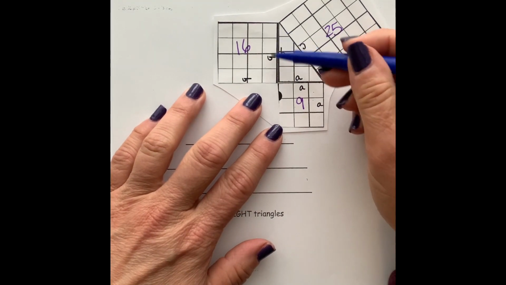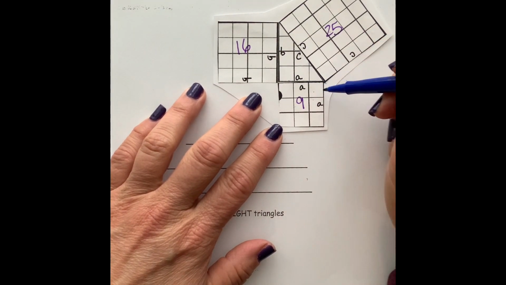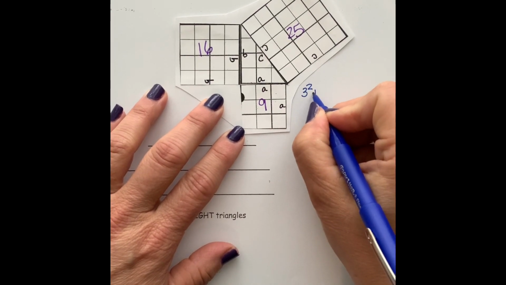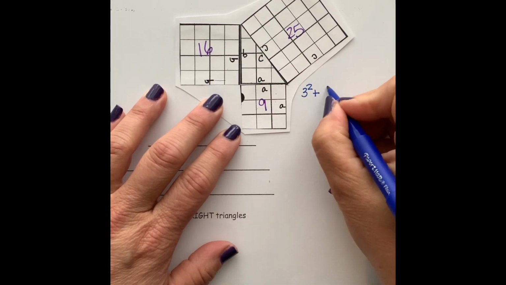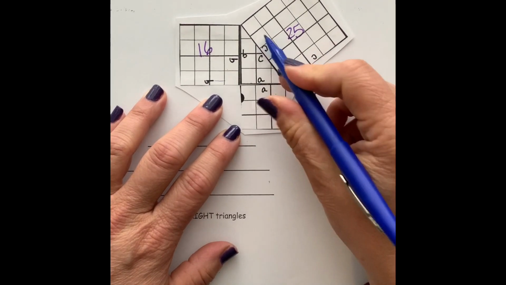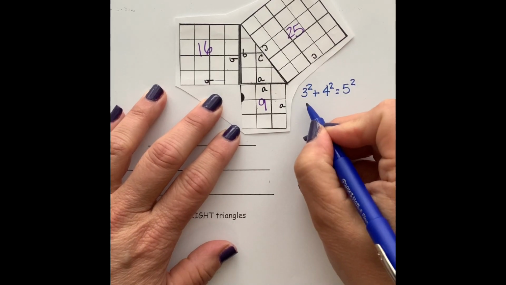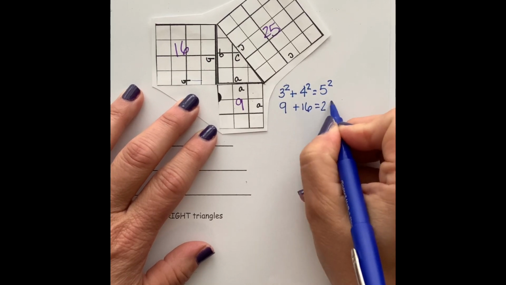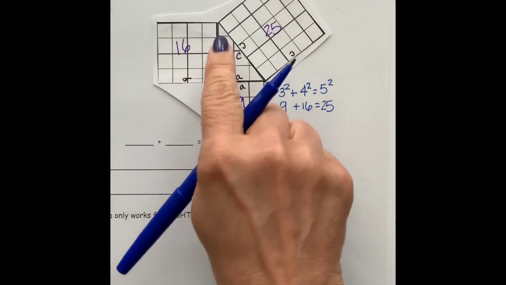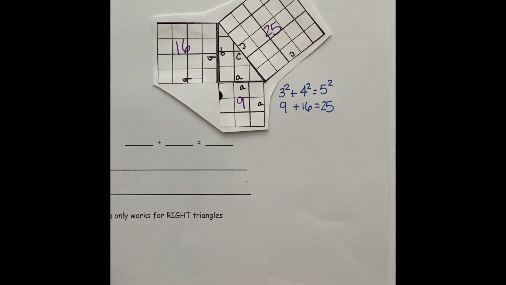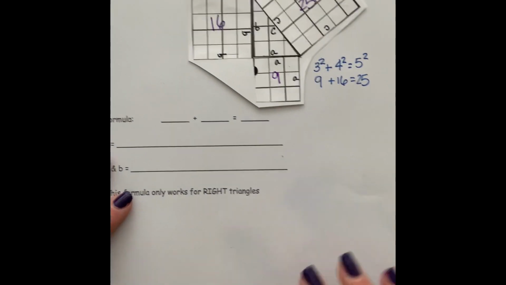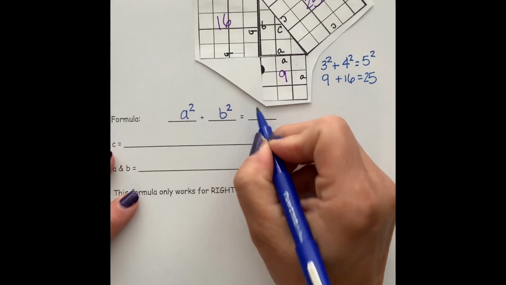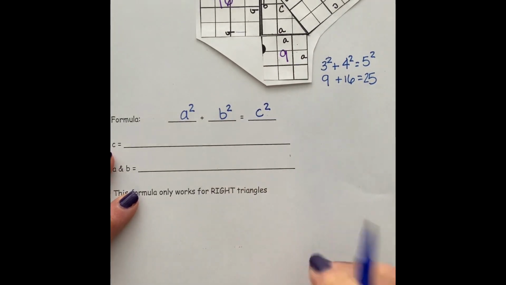Because if you actually have the numbers here, you would have 3 squared plus the 4 squared, 4 times 4, would equal the 5 squared. And so if I actually calculated that, I would get 9 plus 16 equals 25. So the number of squares inside of each of these would equal this. So that's where they came up with the Pythagorean theorem: A squared plus b squared equals c squared.